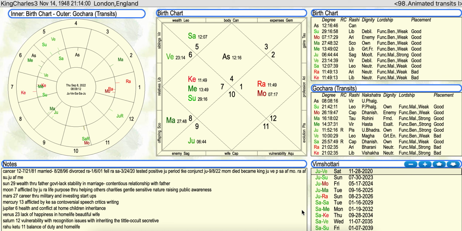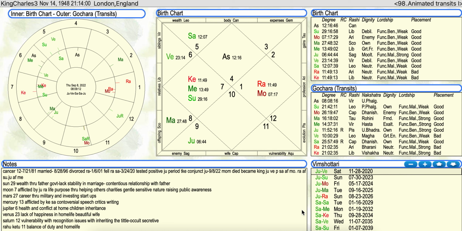Then he tested positive for COVID during a Jupiter period, bringing health issues. Also at that time, transit Ketu was conjunct Jupiter, emphasizing the health issue even more. Then his mother died on September 8th, 2022, and he became king as she passed. That is during a Jupiter-Venus period.